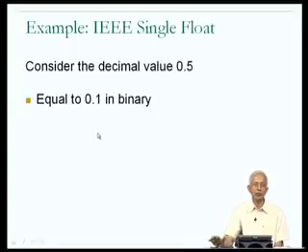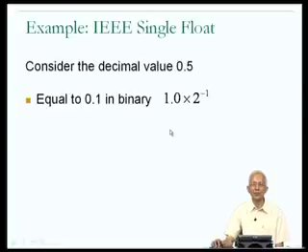This is still not in the form that I am looking for. I am looking for something in the form minus 1 to the power s, 1 point fraction, multiplied by 2 to the power of e minus 127. So I need to understand what s, e and f might be for this binary value. I noticed that I can write 0.1 as 1.0 multiplied by 2 to the power of minus 1.